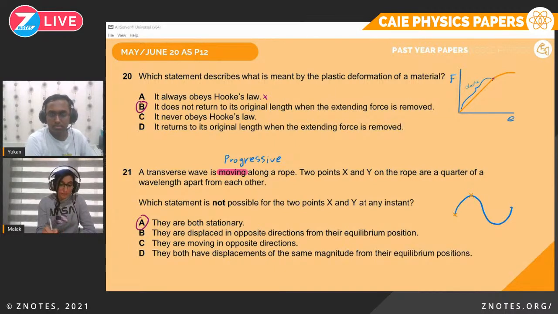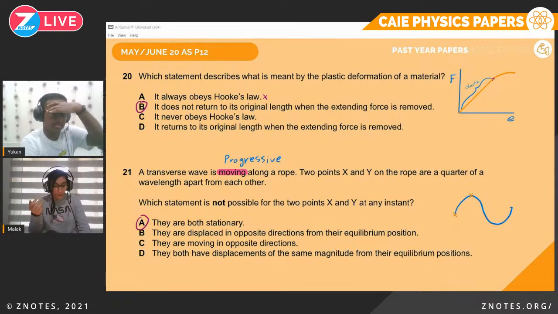Which means that no point on the wave is ever stationary. It's not a stationary wave. All points are moving, always. Which means they're both stationary? No, that's not possible. Not even one of them can be stationary at any point. So A is wrong, and they want the not possible.